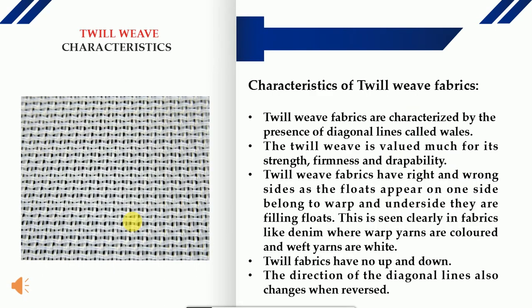Characteristics of twill weave fabrics. Twill weave fabrics are characterized by the presence of diagonal lines called wales. The twill weave is valued much for its strength, firmness and drapeability. Twill weave fabrics have right and wrong sides, as the floats that appear on one side belong to warp and on the underside they are filling floats. This is seen clearly in fabrics like denim, where warp yarns are colored and weft yarns are white. Twill fabrics have no up and down. The direction of the diagonal lines also changes when reversed.